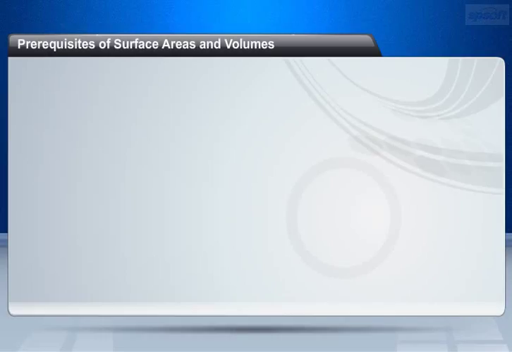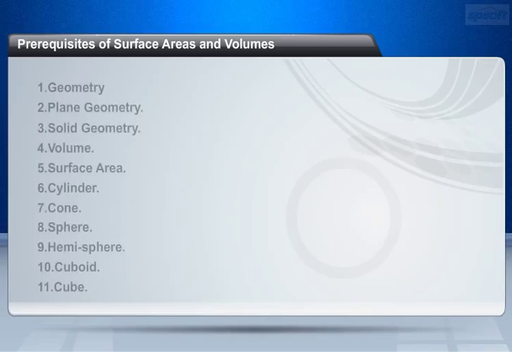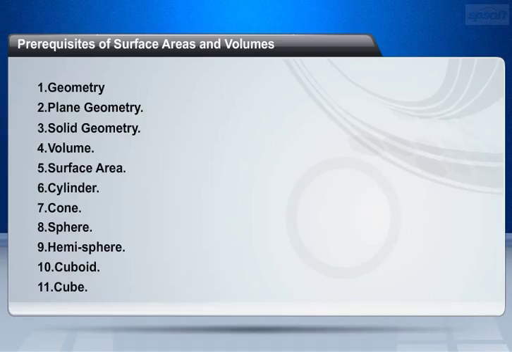Let us learn about the prerequisites of surface areas and volumes. The following are the concepts discussed as the prerequisites of surface areas and volumes: geometry, plane geometry, solid geometry, volume, surface area, cylinder, cone, sphere, hemisphere, cuboid, cube.